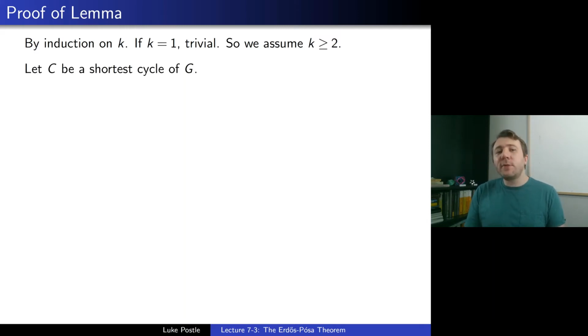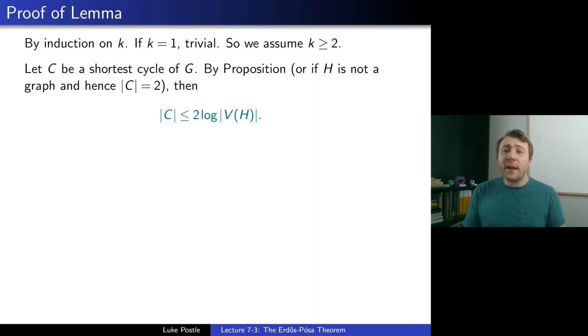So we assume k is at least 2, and we let C be a shortest cycle of H. So you pull out a shortest cycle, and by our proposition, we have that |C| is at most 2 log |V(H)|. Or if H is not a graph, if you're complaining that that only works for graphs, then |C| would be 2, because you'd have a double edge somewhere, a 2-cycle. And then it's easy to check that since k is at least 2, this inequality still holds for s_k, because the number of vertices has to be at least s_k.